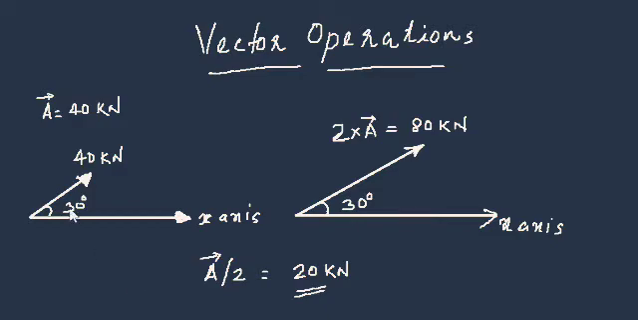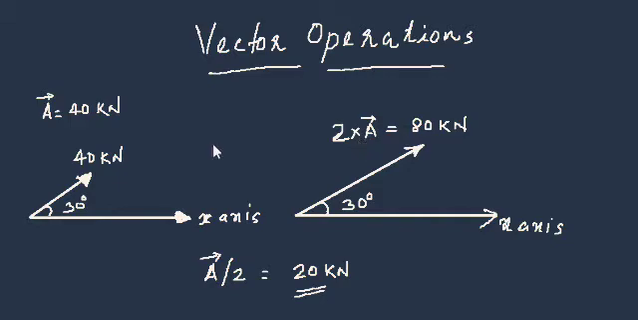Suppose you have, as shown in the figure, a force vector 40 kN that is making an angle 30 degree with the x-axis, and you want to multiply this vector by a scalar quantity. Suppose you are going to multiply this by 2. So the multiplication is simply multiplying the magnitudes, that is 2 into 40 will give you 80 kN, and the direction is still the same as the original vector, that is 30 degree with the x-axis.